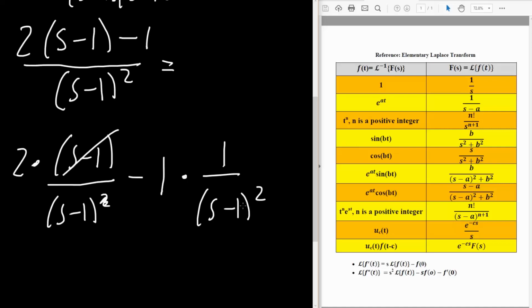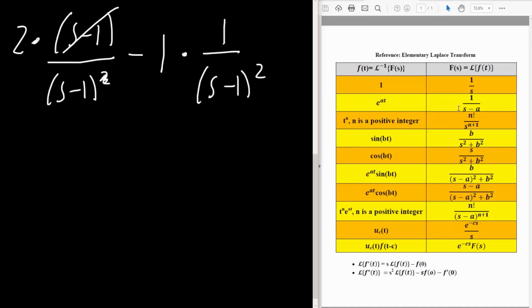The next thing that we're going to do is try to match this with our table. So 1 divided by (s minus a) would give us e raised to at. And so for us, our a term would therefore be 1. Next we have negative 1 times 1 divided by (s minus 1) squared, and this is very close to this term right here: n factorial divided by (s minus a) raised to n plus 1. If n is 1, n factorial is 1, and 1 plus 1 is 2, so that's also a match.